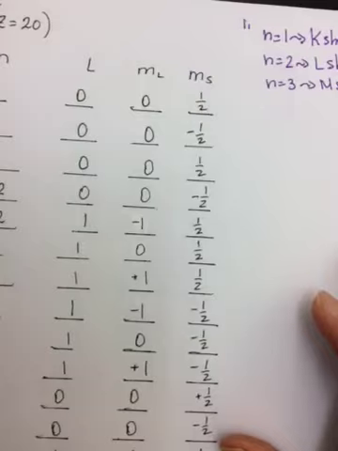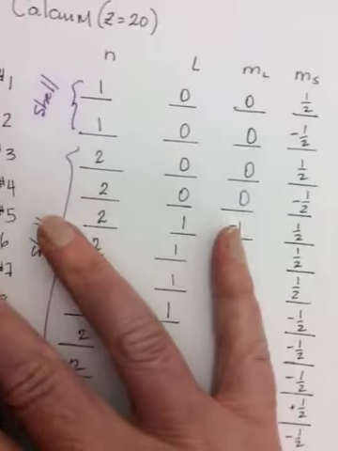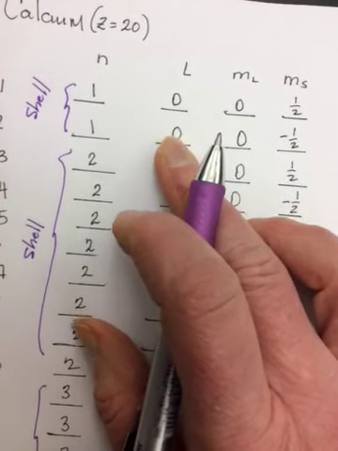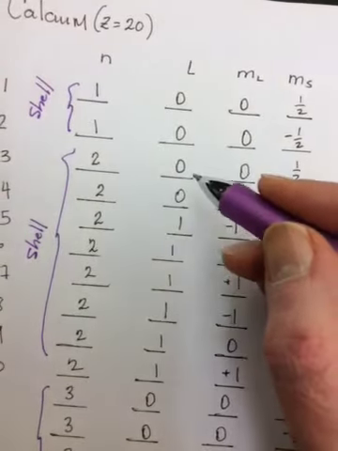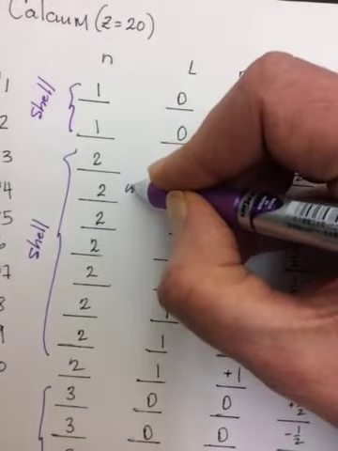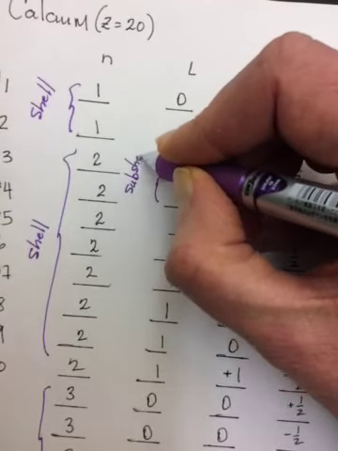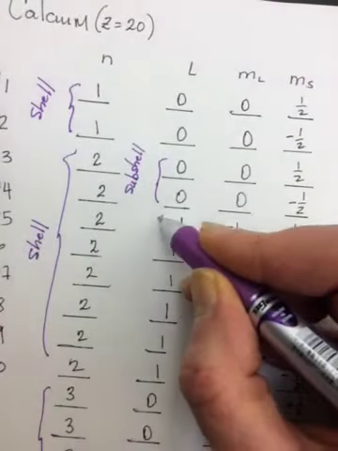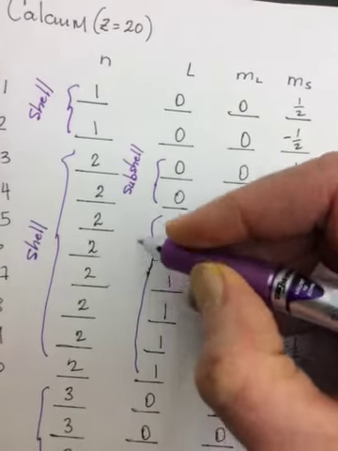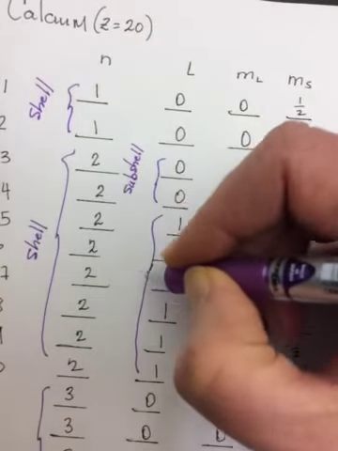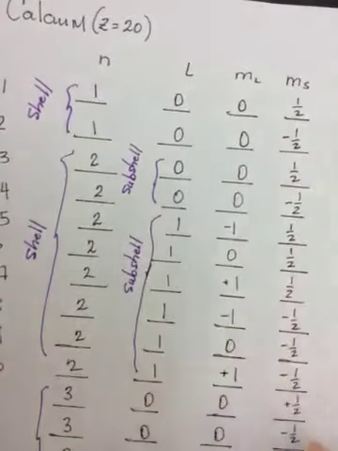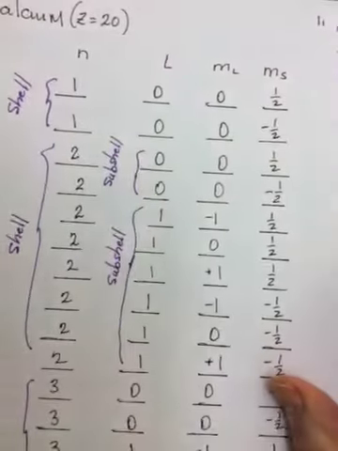The second thing they said was electrons that have the same value of n and the same value of L are said to be in the same subshell. Okay, so this is a subshell. And this is a subshell. So the same value of n and same value of L are said to be in the same subshell of a given shell. Okay, so these are the subshells.